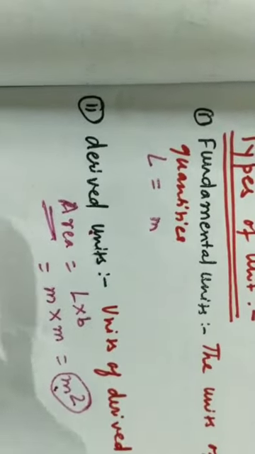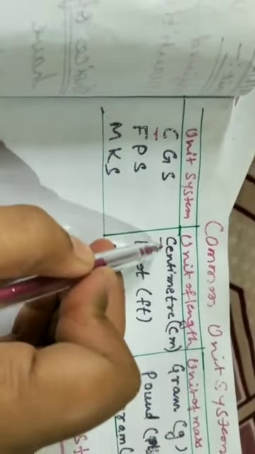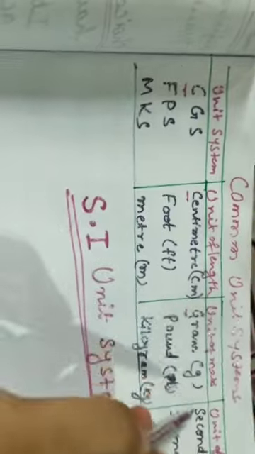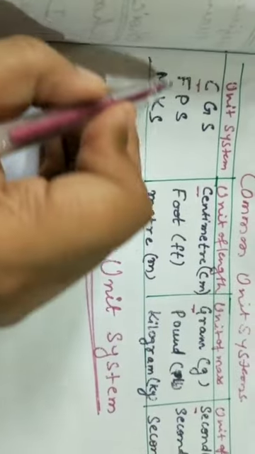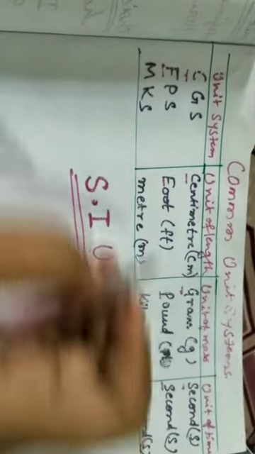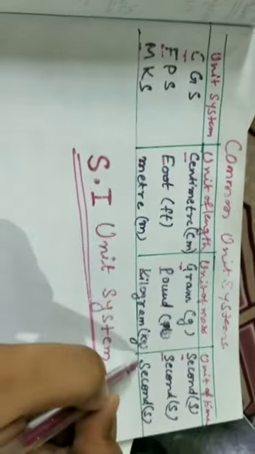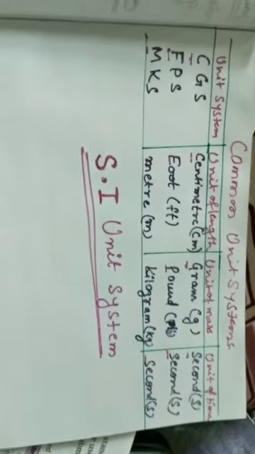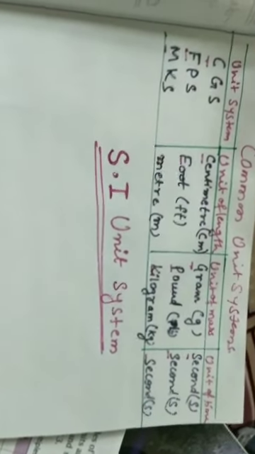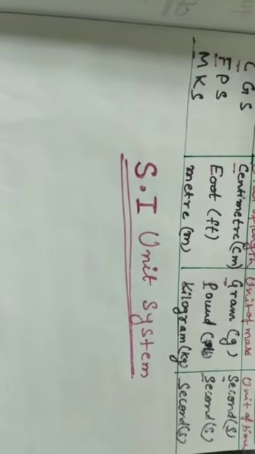Now let's discuss once again the CGS system, where C stands for centimeter, G for gram and S for second. F stands for foot, P for pound, S for second, and M stands for meter, kilogram and second. So these are the three common unit systems. Now today we'll discuss the SI system.